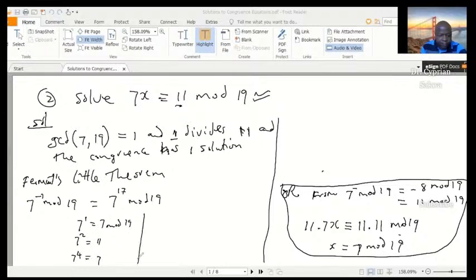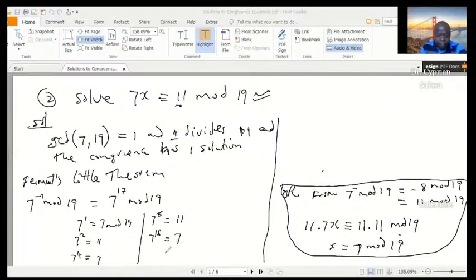And then 7 raised to 8. I'm just squaring this. It will be 7 square, which is 49. Divided by 19, the remainder will be 11. Then when I square this, 7 raised to 16, which is 11 square, divided by 19, the remainder will be 7.